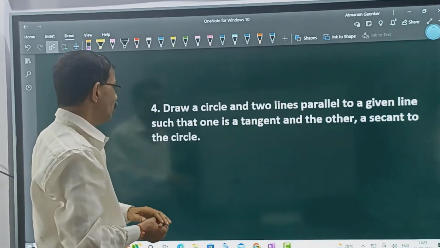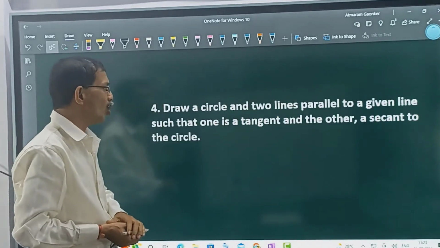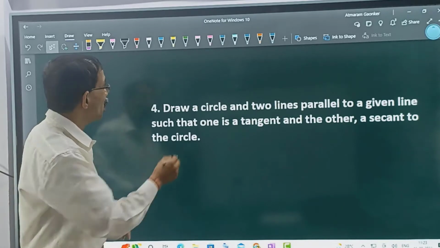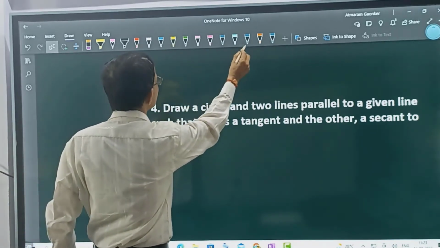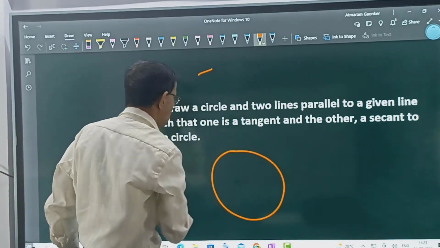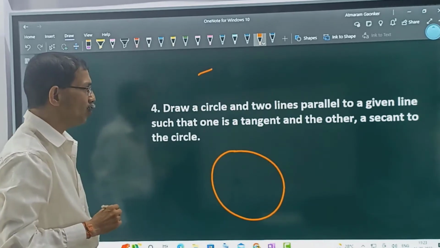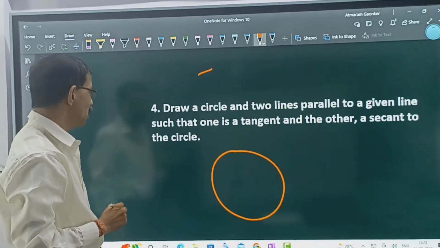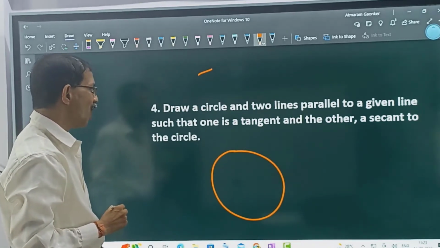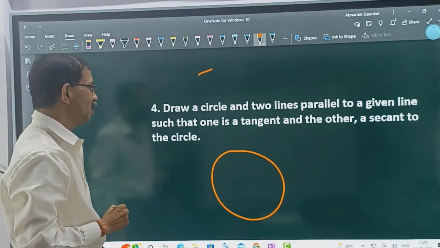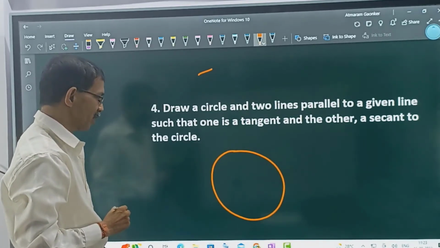In the next question, you have to draw a circle. So let me draw a circle over here. Draw a circle and two lines parallel to a given line such that one is a tangent and the other a secant to the circle.